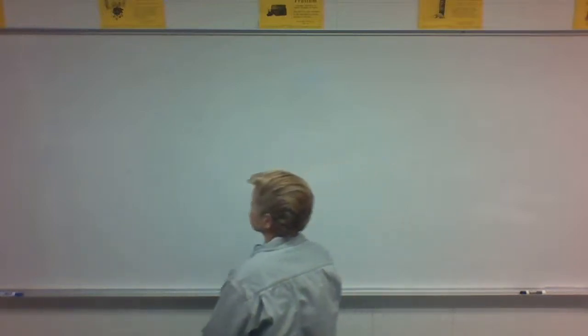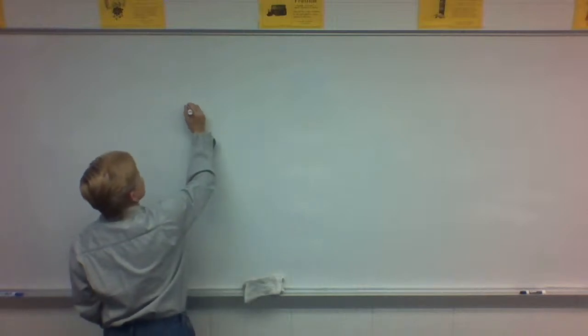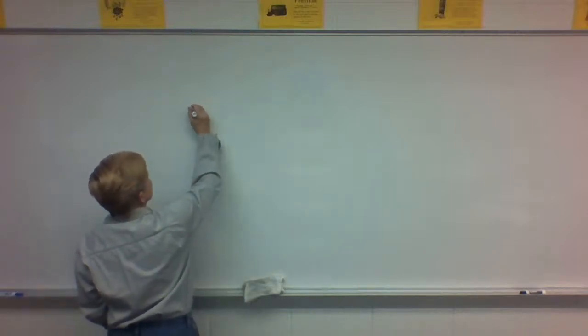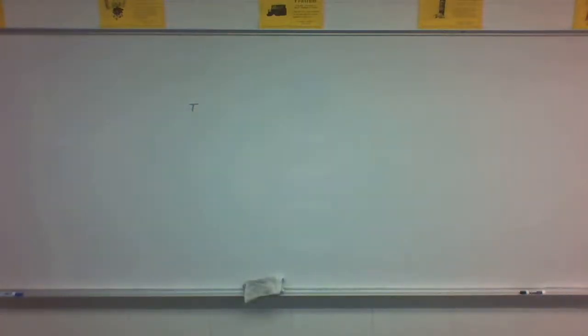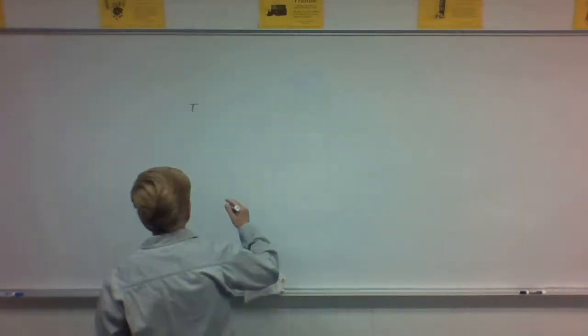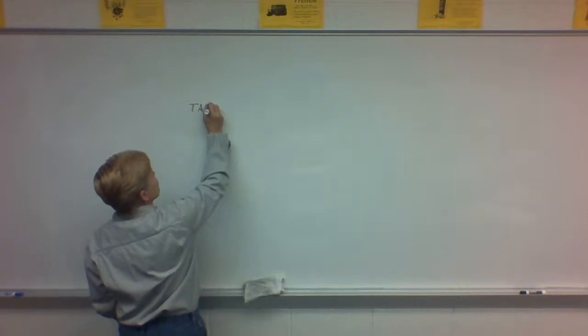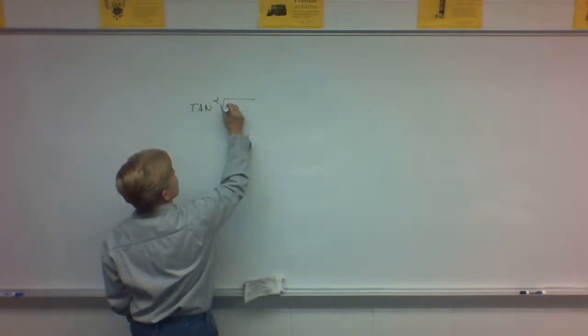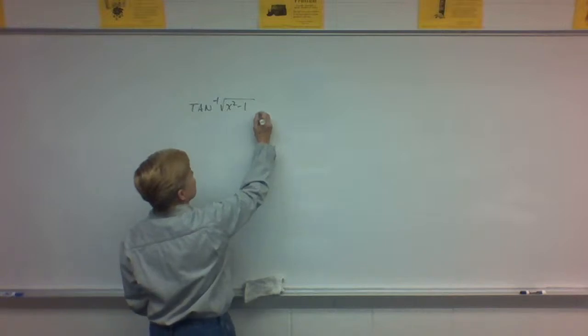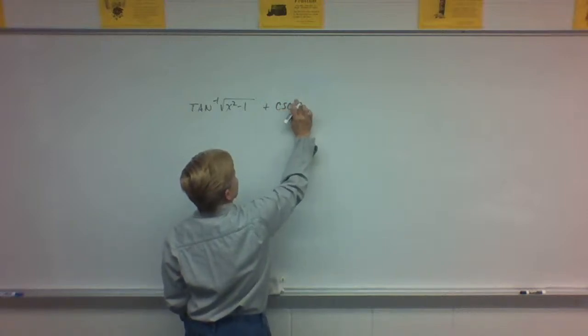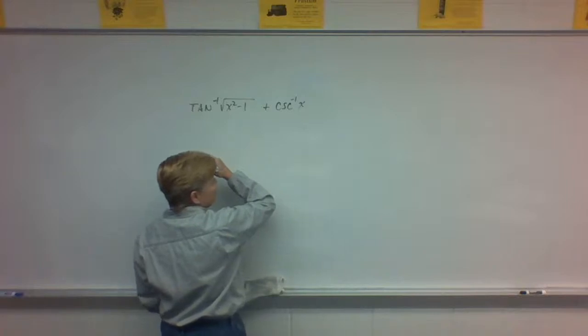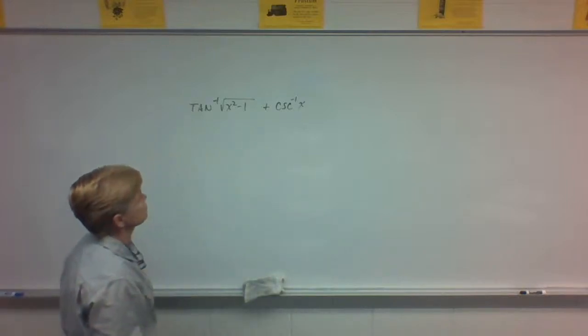Okay, will you read this one to me? All right, inverse tangent of root x squared minus 1. That's not the one I saw. Which one? 21? Yeah, 21. Ah, 21. Okay. Sorry, we don't have a cotangent and inverse tangent. We've got inverse tangent of root x squared minus 1 plus inverse cosecant x. And x has to be greater than 1.